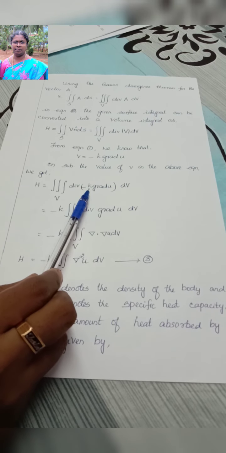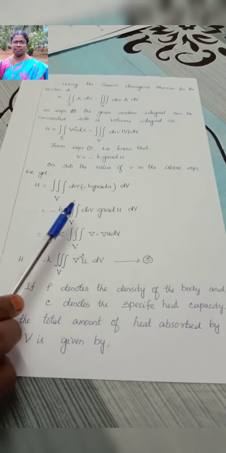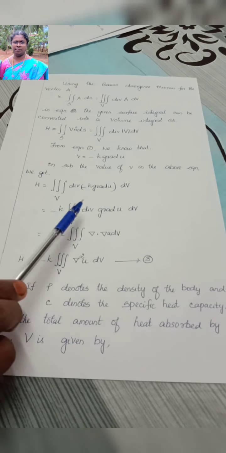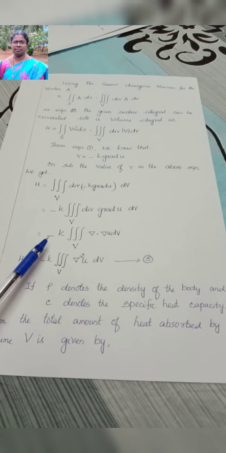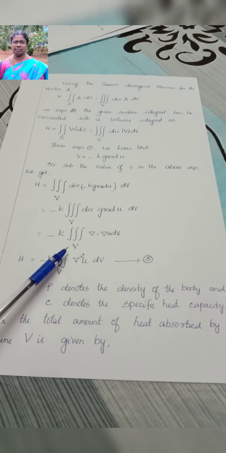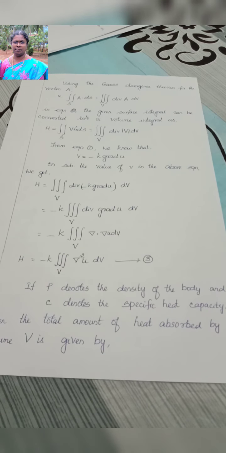Here k is a constant, so we can take it outside the integral. Hence h is equal to minus k into triple integral over V div grad u dV. This is also equal to minus k triple integral over V del dot del u dV. Hence the value of h can be written as h is equal to minus k into triple integral over V del square u dV. This is taken as equation number 3.